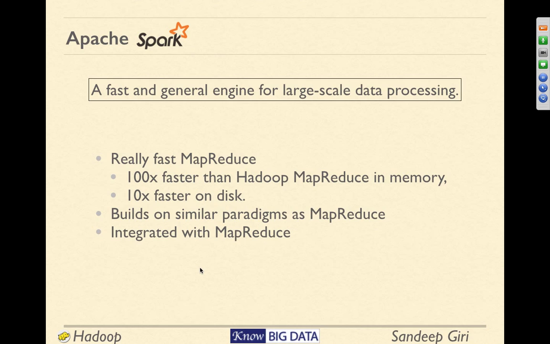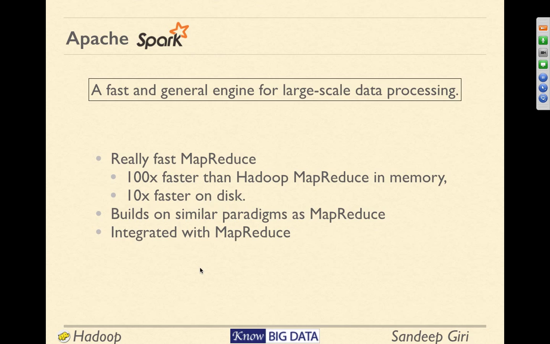Apache Spark is really fast MapReduce, and it's 100 times faster than Hadoop's traditional MapReduce because it utilizes memory really well, and even on the disk it is around 10 times faster, which they claim. It builds on a similar paradigm as MapReduce and is integrated with MapReduce.